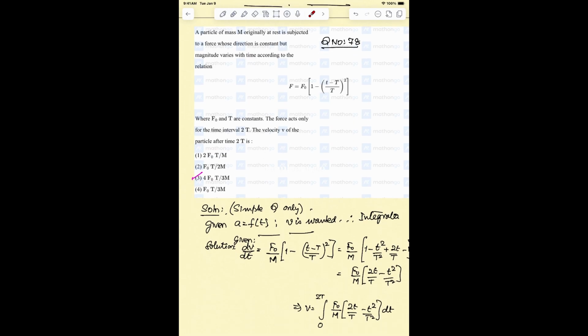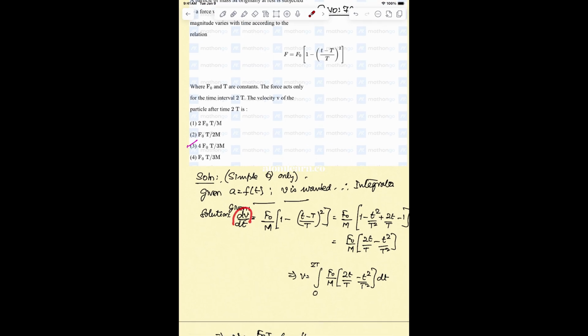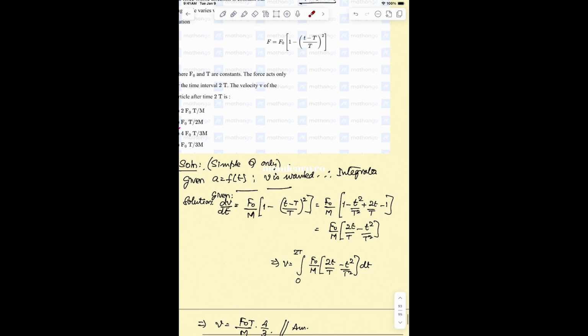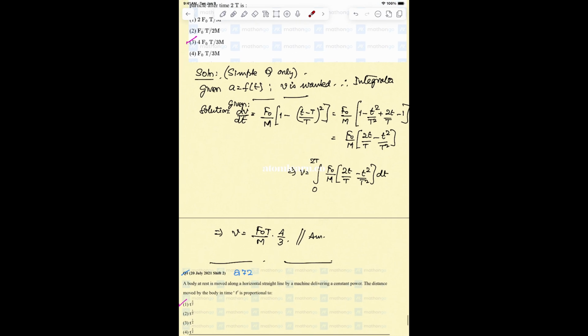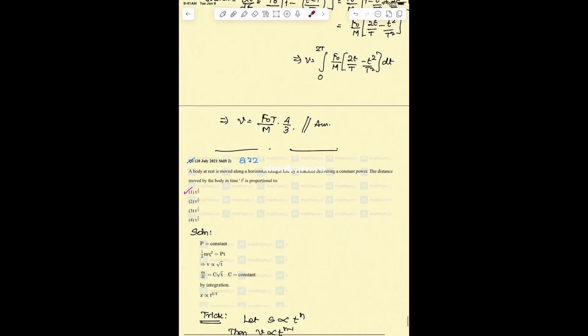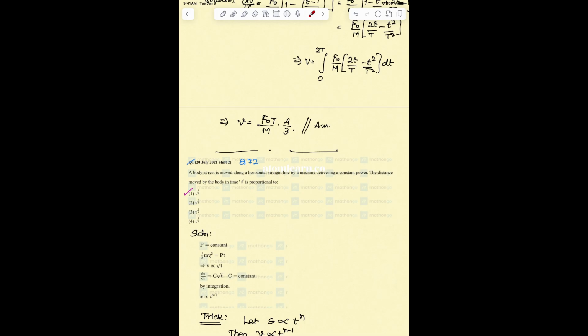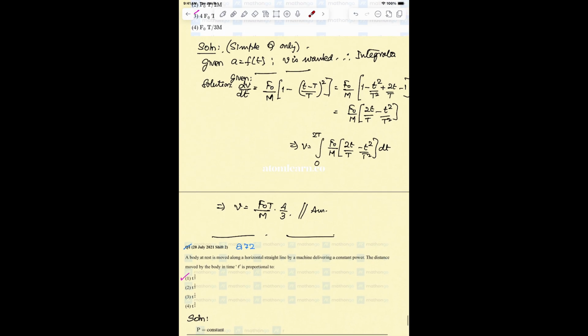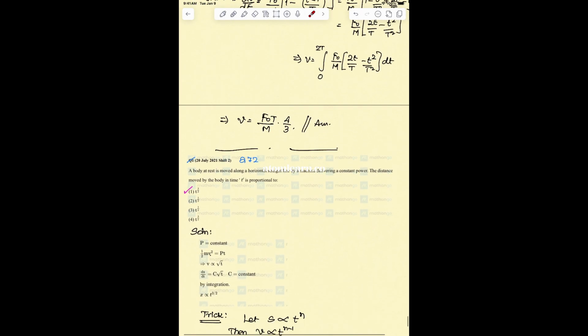So now what you do is, acceleration is given as a function of time, and v is wanted. Therefore, integrate it. Acceleration is dv by dt, given in terms of time. Integrate it, you get velocity, and then we apply the time limit 0 to 2t. Okay, straightforward question. You'll get the answer straight away. The body starts at rest. Try to do it yourself also once or twice so that you get used to the practice. Next question.